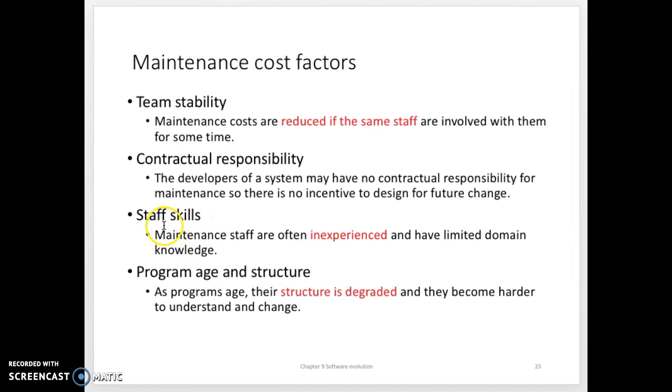Staff skills: maintenance staff normally are inexperienced and have limited domain knowledge. This makes the maintenance more expensive. And program age and structure: as programs age, the structure is degraded and it becomes harder to understand and change, making the maintenance cost increase as the program ages.